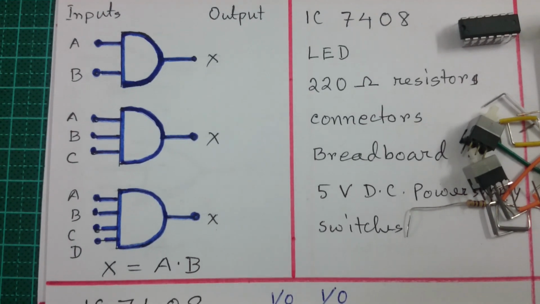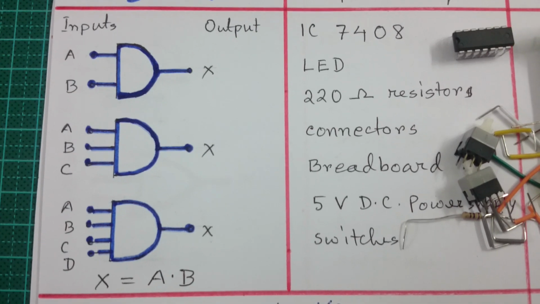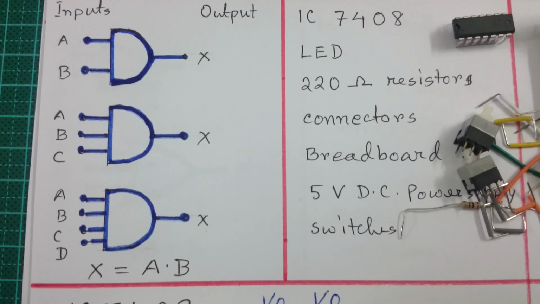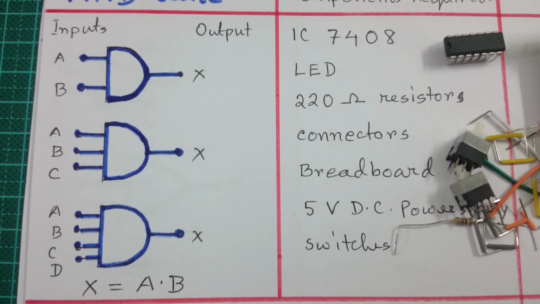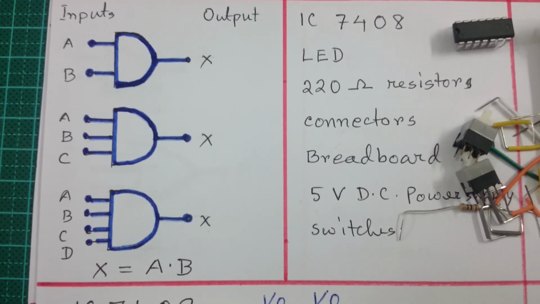The basic element of digital system is logic gates. We will study different logic gates in this series and its input output operational behavior. Today I will explain AND gate.